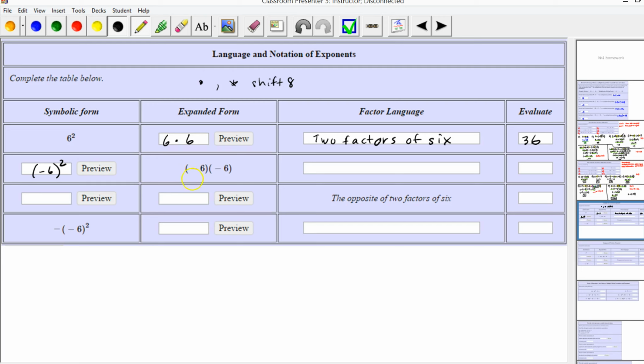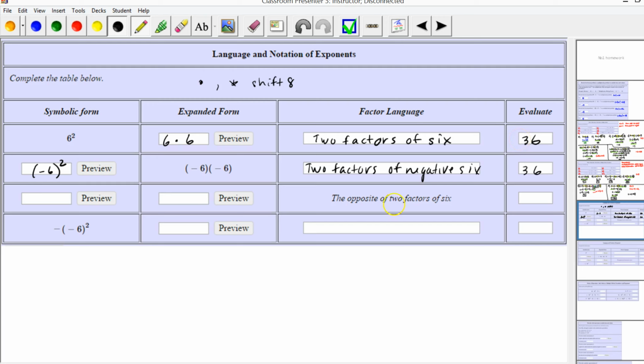So here we would write this as 2 factors of -6. And notice if we multiply this, multiply the absolute values, which is 36, and a negative times a negative is also positive. Okay, so whenever you square a positive or a negative number, your result will be positive.